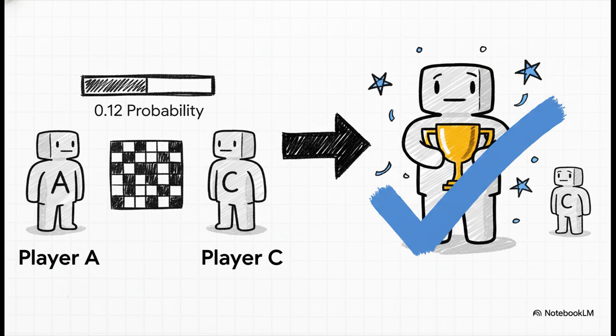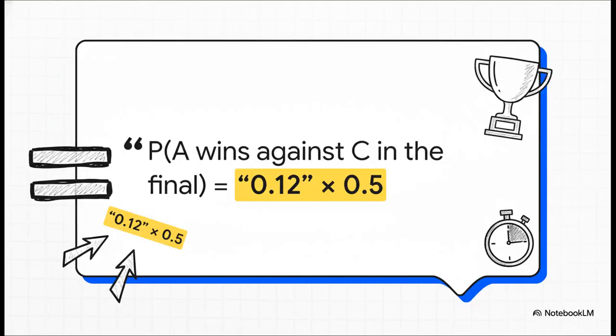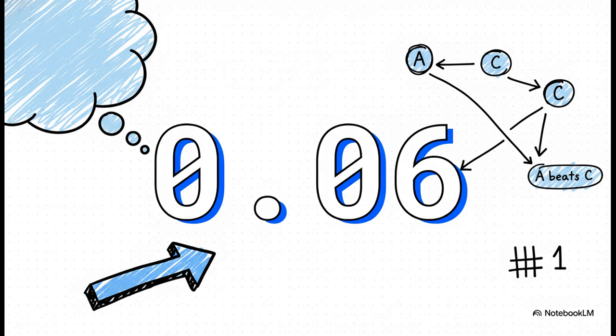We know the chance of this final happening is 0.12. Now we have to account for the fact that A must also win that match. And the mark scheme shows us exactly what to do next. We take that 0.12, the chance of the matchup happening, and we multiply it by the probability that A actually wins against C, which the problem told us right at the start is 0.5. And half of 0.12 is, of course, 0.06.